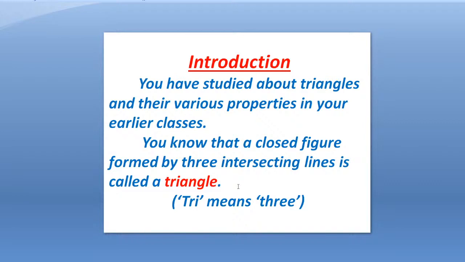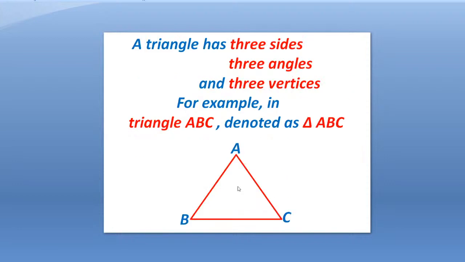Introduction first. You have studied about triangles and their various properties in your earlier classes. You know that a closed figure formed by three intersecting lines is called a triangle. Tri means three. So a triangle has three sides, three angles and three vertices.